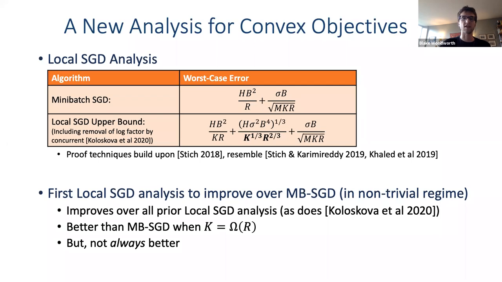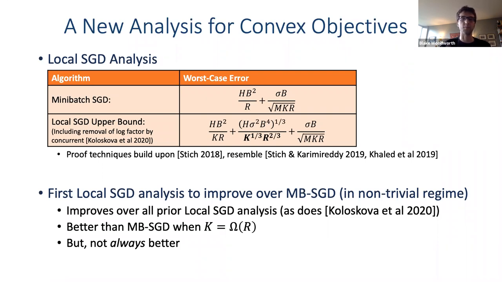So focusing on the second term of the upper bound, we see that our local SGD guarantee is strictly better than mini-batch SGD's when K is sufficiently large, roughly speaking, when K is greater than R. And given existing lower bounds on the error of mini-batch SGD, this allows us to conclude for sure that local SGD does in fact perform better in the worst case when K is sufficiently large, when K is greater than R. However, for smaller K, our upper bound does not show improvement. So we haven't shown that local SGD always beats mini-batch SGD. We've only shown that it sometimes beats mini-batch SGD.